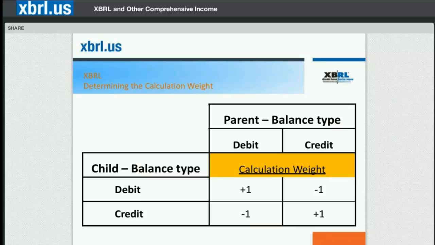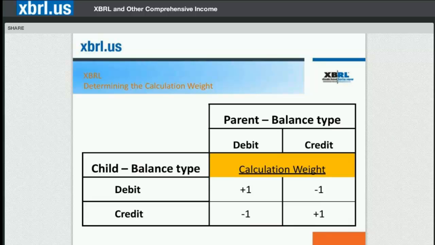As this slide shows, in every XBRL calculation tree, the balance type attribute of the monetary items serving as the summation parent concept dictates the calculation weight of +1 or -1 of its summation child concepts. So a debit child to a debit parent is a +1, and it's a -1 if the child element is a credit to the debit parent. Conversely, if it's a credit parent, the credit is a +1 and the debit is a -1.